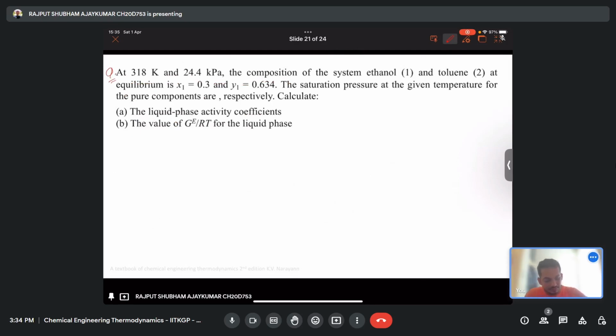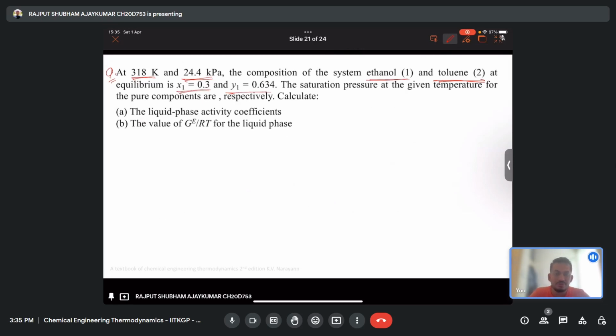So here I will first go through what has been given to us. The temperature and pressure are given: a temperature of 318 Kelvin and a pressure of 24.4 kilopascal, for a system containing ethanol as component 1. If they mention 1 as ethanol, we have to take ethanol as component 1. In some questions they will not mention which is component 1 and component 2, but here they have clearly mentioned to take ethanol as component 1 and toluene as component 2. They have given the equilibrium compositions x1 and y1. So x1 is 0.3 and y1 is 0.634.